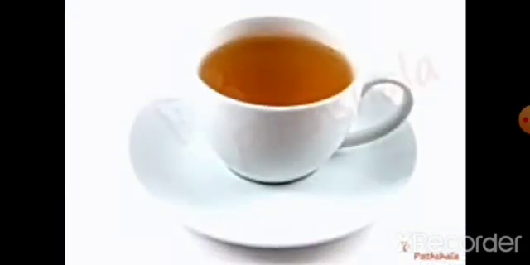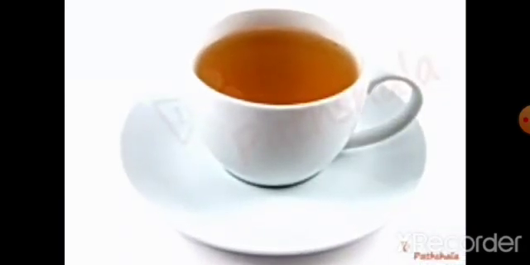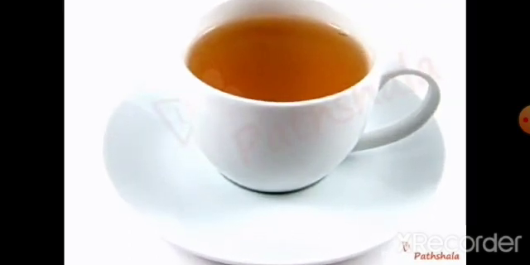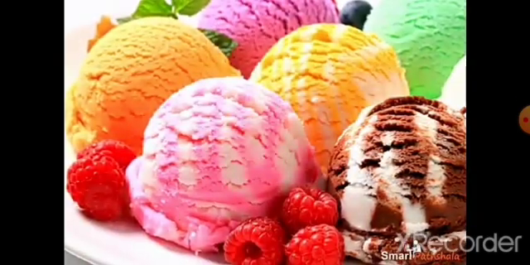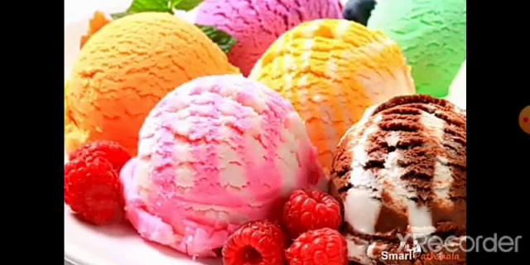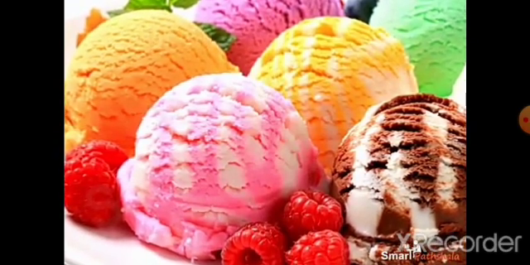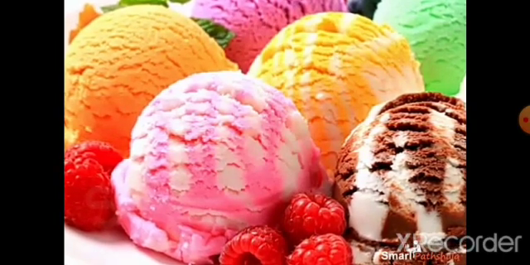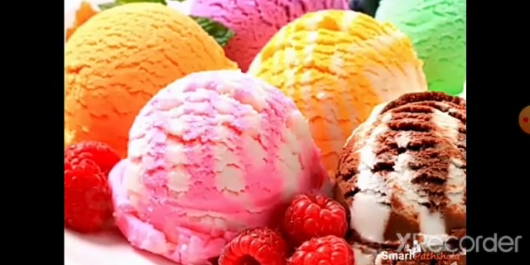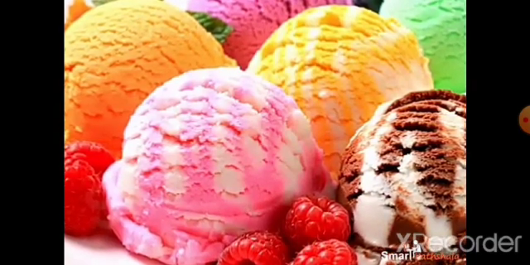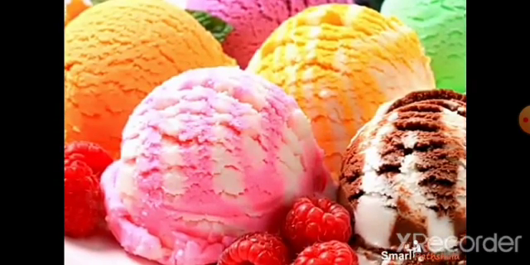In our day-to-day life, we come across a number of objects. Some of them are hot, some of them are cold. For example, ice cream is cold, whereas tea is hot. Some objects are hotter than others, while some are colder than others. Now let us perform an activity to understand the relative hotness or coldness.